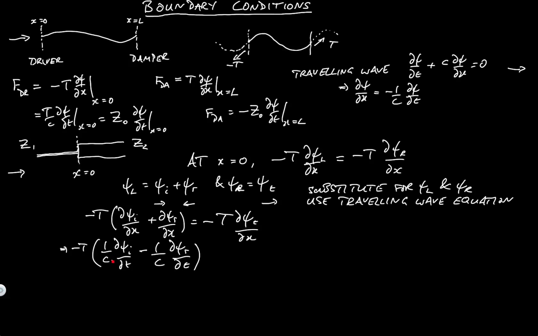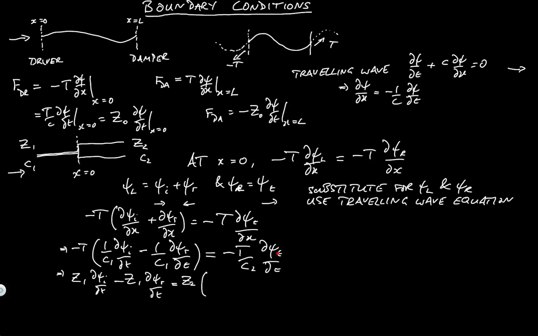I just want to notice that the speeds should be different on the left and the right. So I'm going to put a little c1 and a little c2 here on the diagram at the top. And so, of course, the speed that we're using in the travelling wave equation for the left-hand wave should be the speed on the left-hand side. And that's going to equal minus T divided by c2 d psi transmitted by dt. When we collect terms, we find that that means that z1 d psi I by dt minus z1 d psi r by dt is equal to z2.